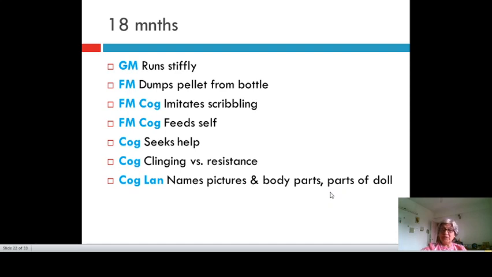18 months, now the baby runs stiffly. The pellet that he was putting in the bottle, he now can dump it out of the bottle. The scribbling, he now enjoys scribbling. His play is evolving. He can also feed himself with a spoon. He can name pictures, he can name body parts and parts of the doll. He starts to imitate his mother in feeding the doll.